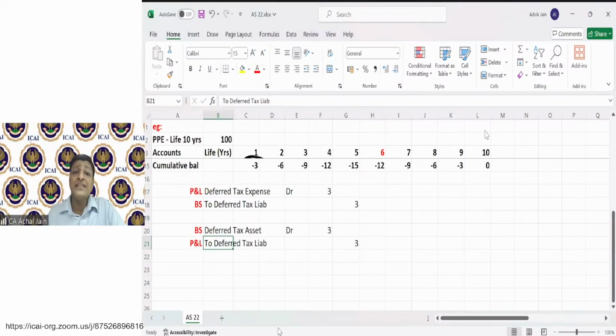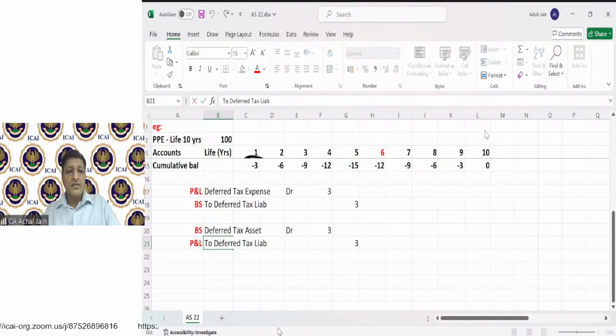But now in the P&L, what do you call it? Will it be an expense? No, because if the asset is recognized, then you will not have an expense. Then it will be income. So what do you call it? You will call it a deferred tax credit.